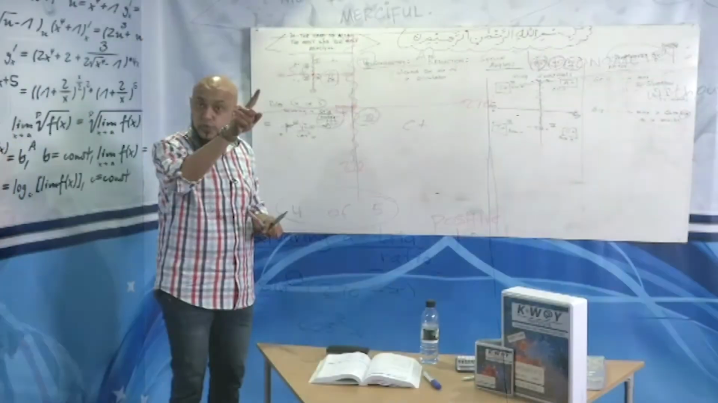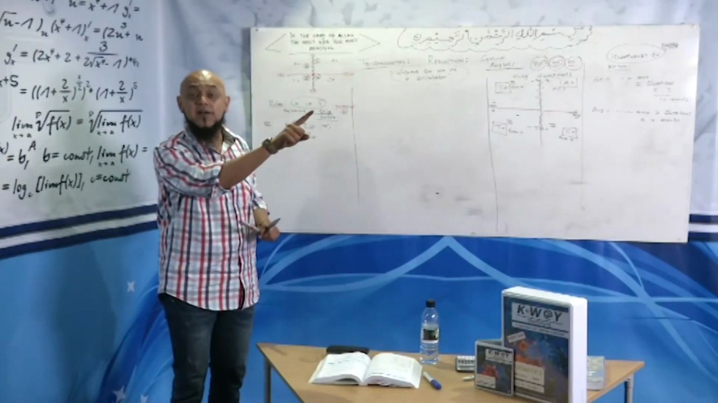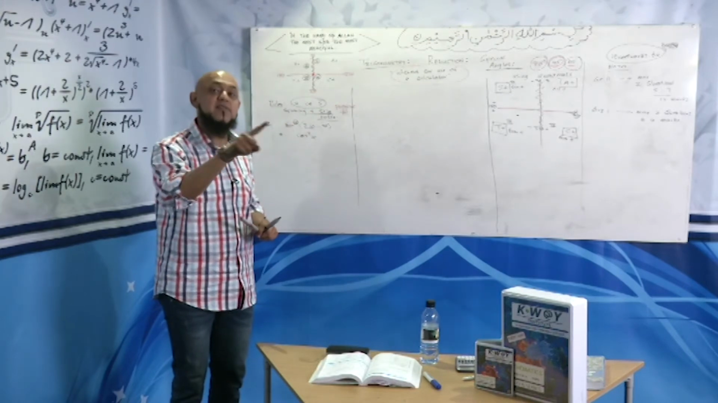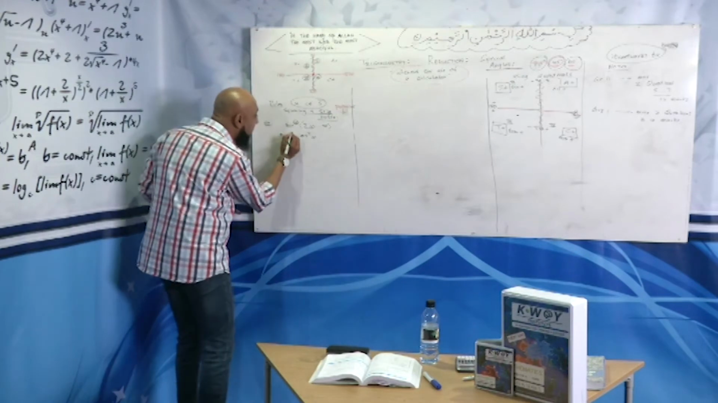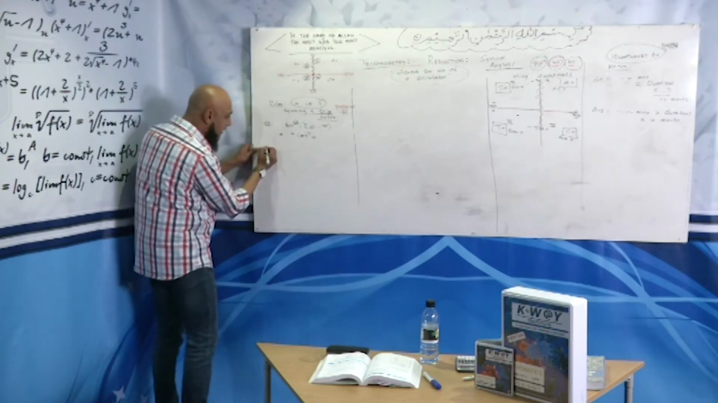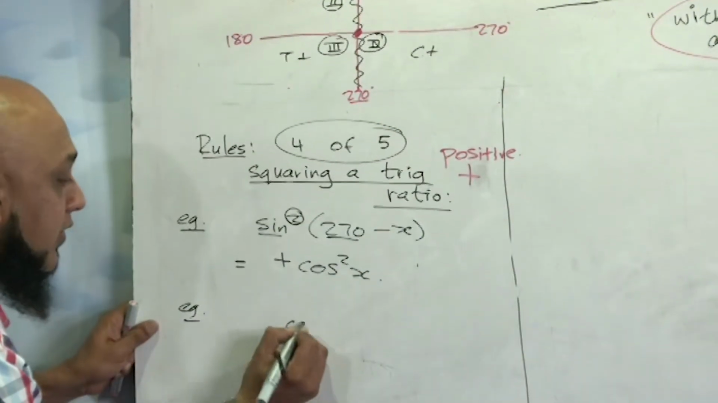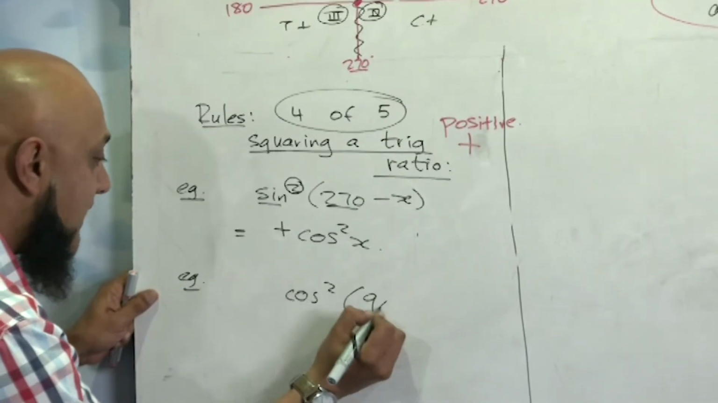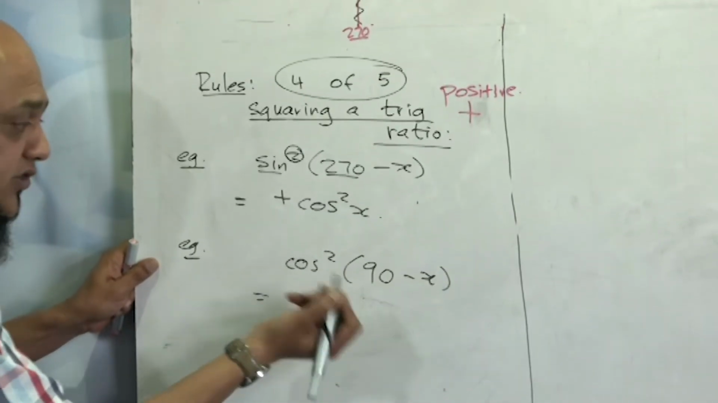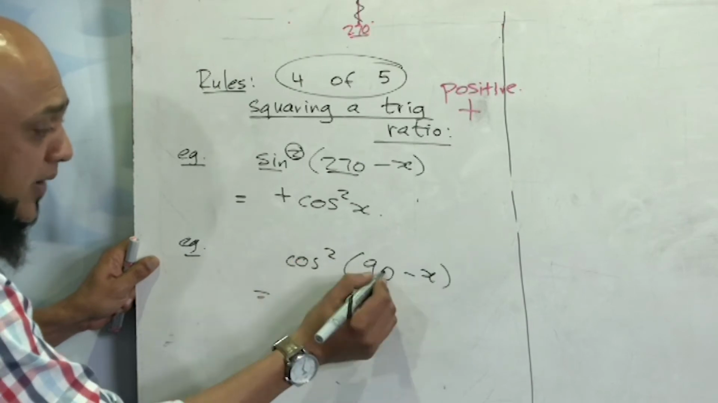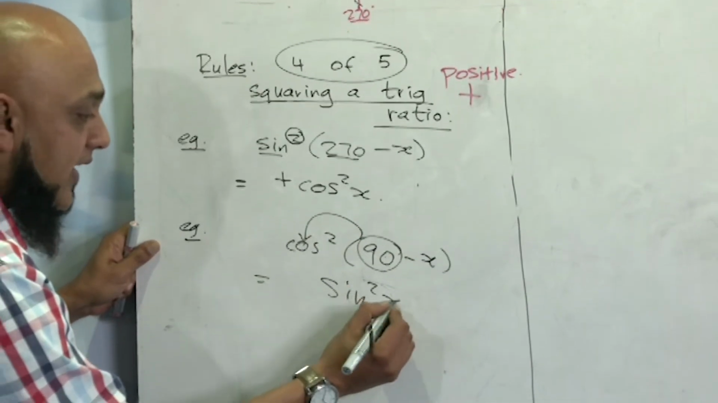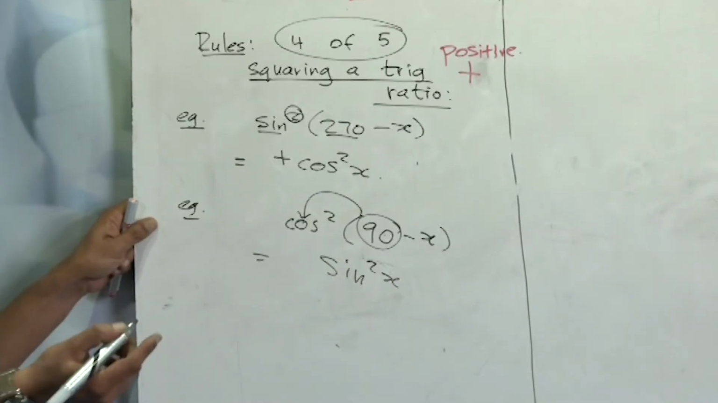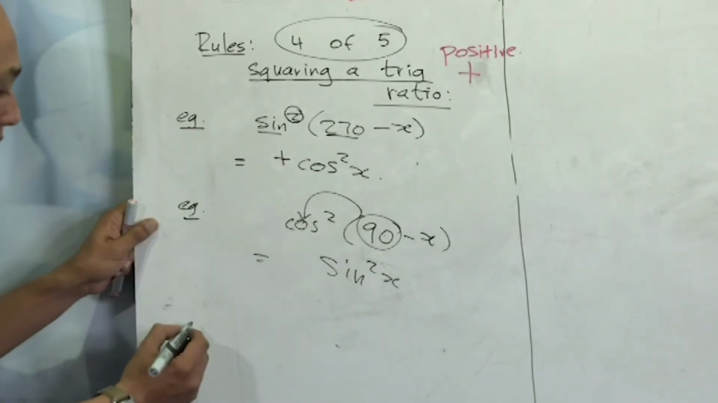A negative times a negative is a positive, and a positive times a positive is a positive. So anything squared will always remain positive. So let's take another example. If I told you cos squared 90 minus x, the name would change from cos to sine squared x. Do I need to check the sign, positive or negative? No, it will always be positive.